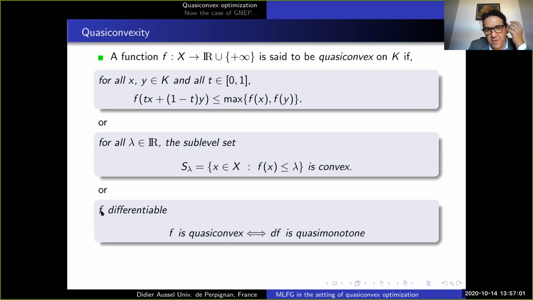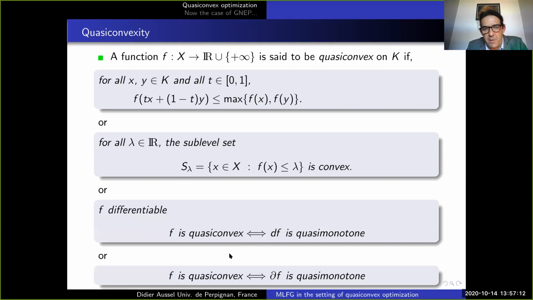Actually, if the function is differentiable, the function is quasi-convex if and only if the gradient or the derivative is quasi-monotone. And if you don't have differentiability, you have eventually a subdifferential in the sense you like, I don't know, Clarke, Rockafellar, Mordukhovich, whatever. And f will be quasi-convex if and only if the subdifferential is quasi-monotone. Depending on the subdifferential you use, you will need some smoothness property of the norm of the Banach space in which you prove the things, because here my space X is a Banach space. So you could need, to obtain this equivalence, some smoothness property of the norm.